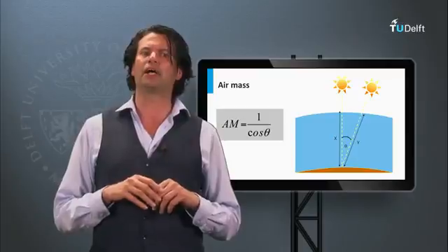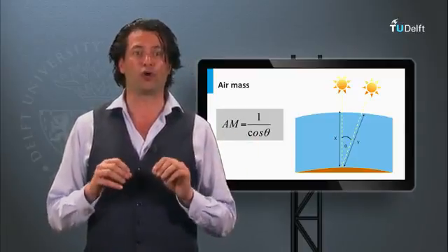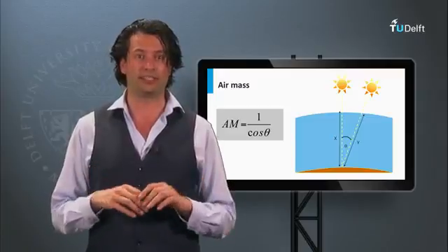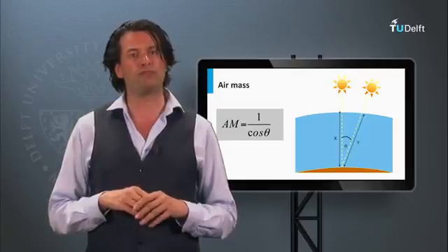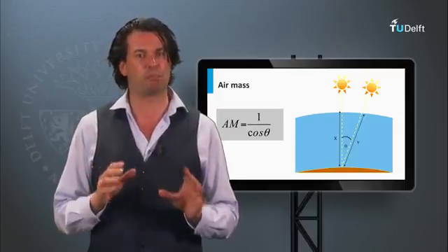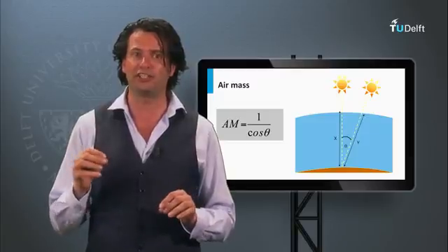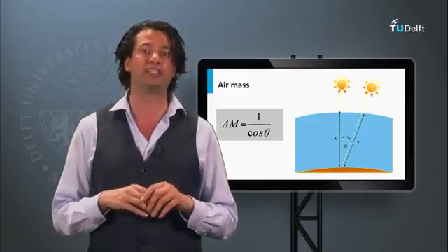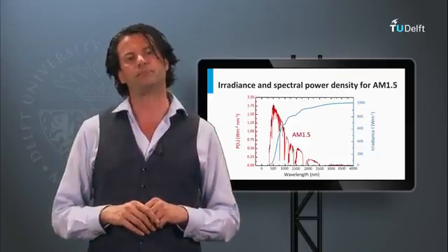The air mass can be calculated by the formula 1 over the cosine theta, where theta is the latitude in degrees. An air mass of 1.5 would correspond to the average path length that the light would travel through the atmosphere at a latitude of 48.2 degrees at noon if we ignore the seasons.